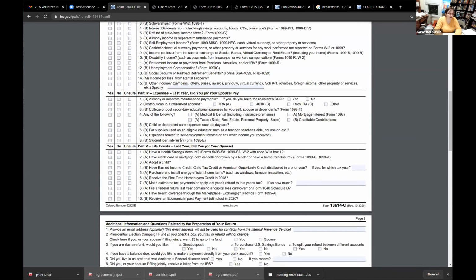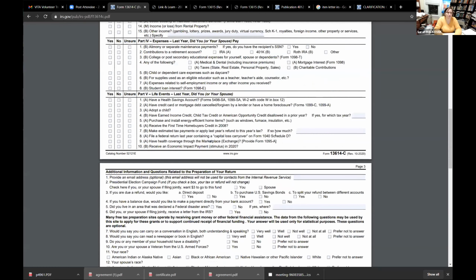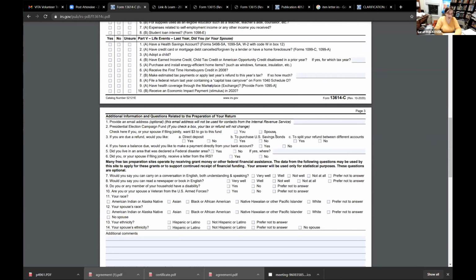Student loan interest, I just talked about that. Expenses related to self-employment income or other income you've received. People who have their own businesses generally will have those expenses as well. HSA.